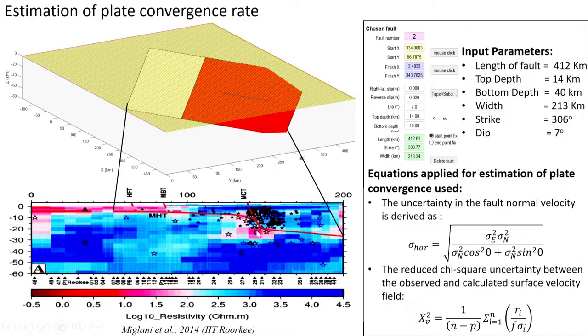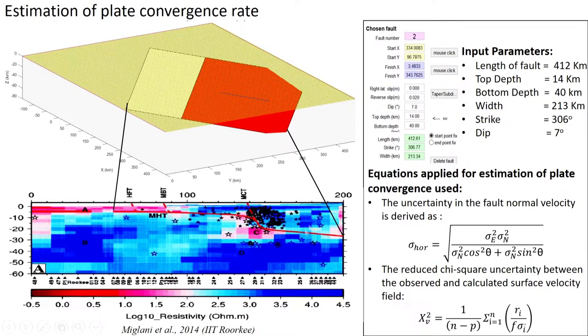So you can see the concentration of seismicity. It is falling mainly on this conductive mid-crustal conductor, our transition boundary. Most of the seismicity is here, and the down-dip part of the MHT is having less seismicity, and the up-dip part is also having less seismicity.